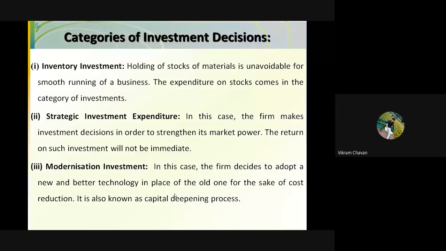Is everybody getting these categories of investment: inventory investment, strategic investment, and modernization investment? Just note down some of the points related to these categories of investment decision. And if you have any question, you can ask. Is everybody getting this point: inventory investment, strategic investment, and modernization investment?